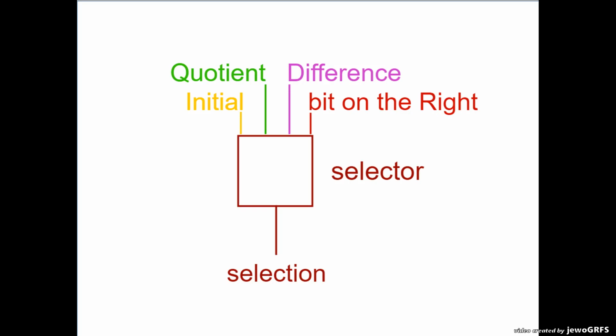Then if our initial stage is 0, it means that we are not at initial stage, then we will look into the quotient, and if the quotient is 0, it means that I'm not supposed to subtract, and I want to have as an output the value of the bit on the right. And if the quotient is 1, my output will be the value of the difference which is created between the tested value and divisor. So that will be the value of that output.